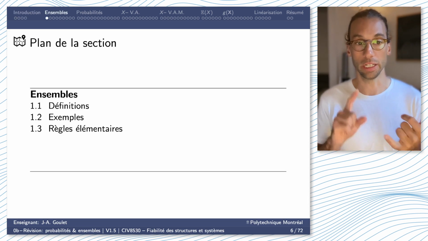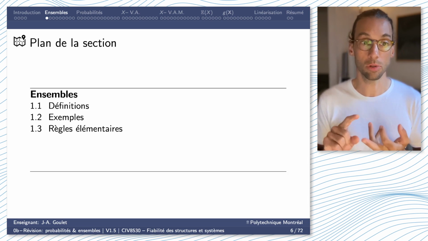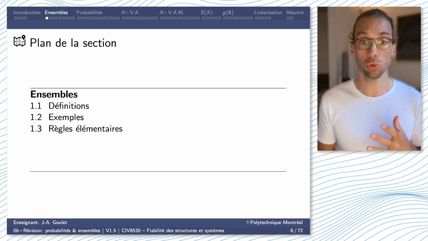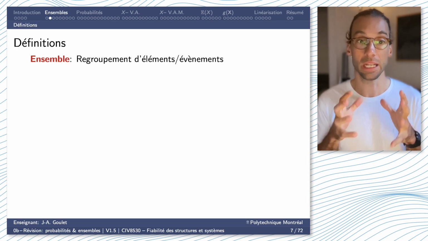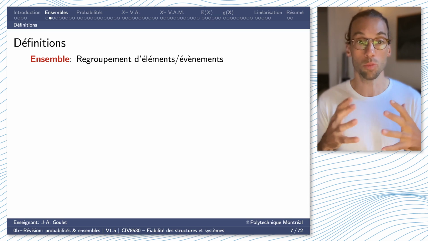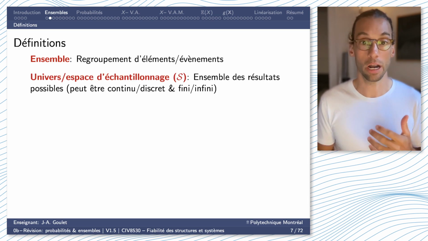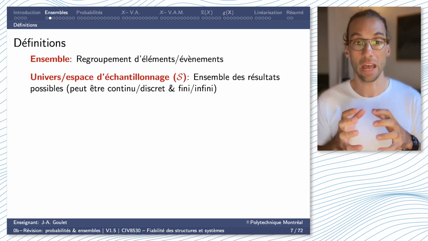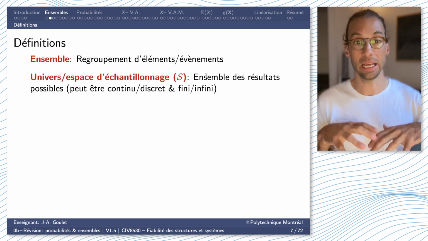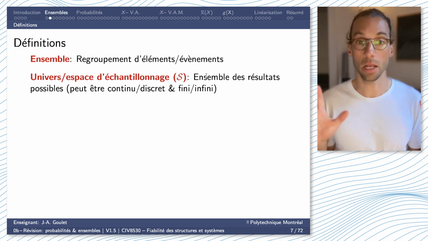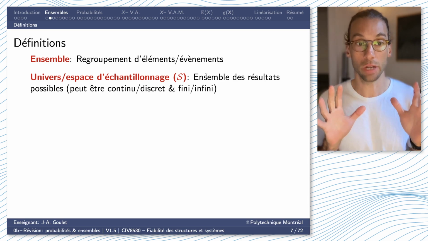Ensembles. So we're going to look at definitions, examples of ensembles, and what are the elementary rules that apply on ensembles. So in terms of definition, we're going to say an ensemble is a group of elements or events. So we have our sampling space, denoted by S, as the ensemble of results that are possible. So everything that could happen.